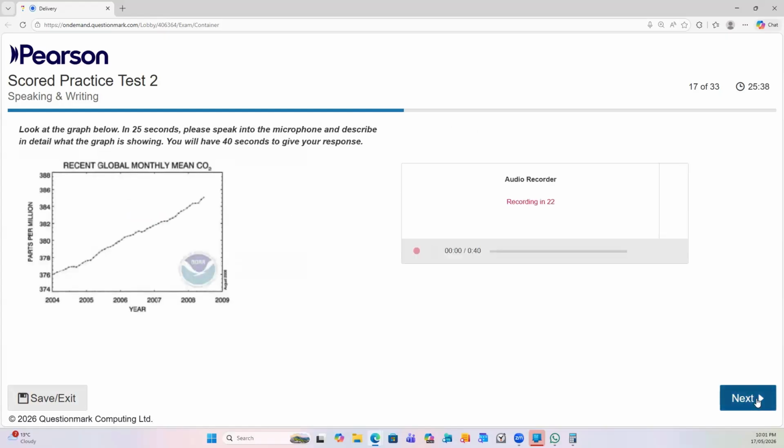Okay, this is a line graph that provides information about recent global monthly mean carbon dioxide. The x-axis is the year 2004 to 2009, and parts per million is 374 to 388. That's the range.